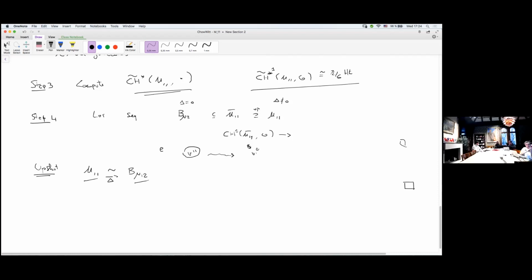Okay. Okay, thanks a lot, Lorenzo. Seems like great work. So, isn't the Picard group of this moduli stack cyclic of order 12? Does that help us to see some of these relations?